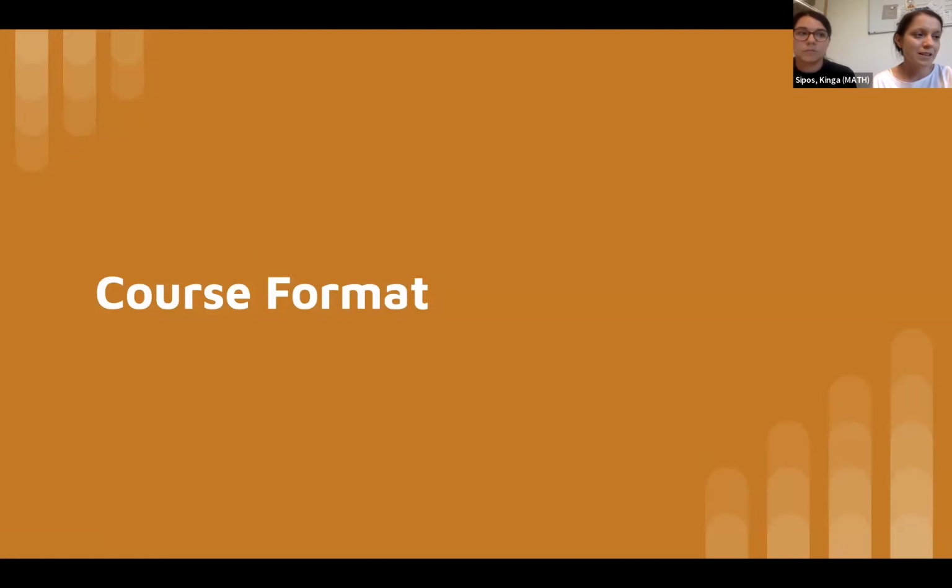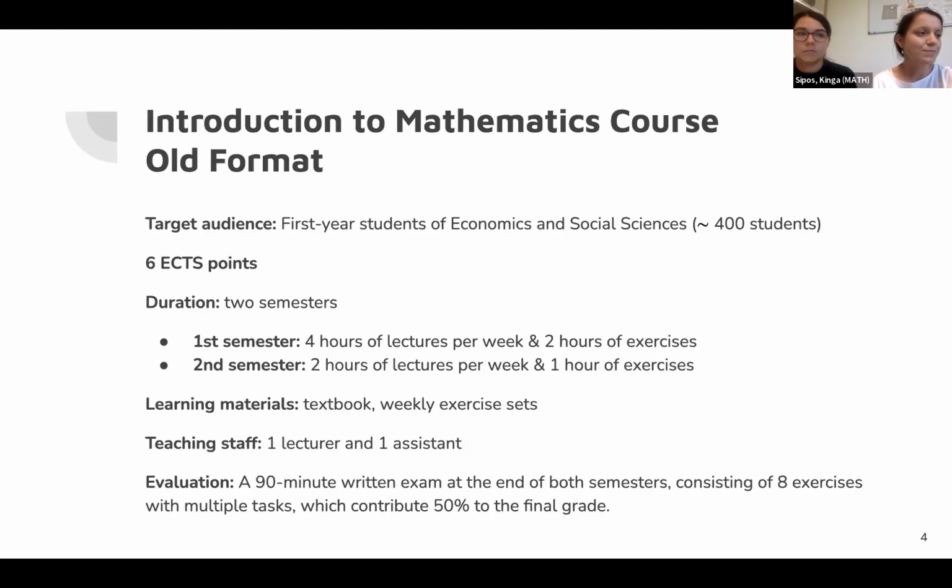So let me proceed to the course format now. As I mentioned already, the target audience is a group of first-year students of economics and social sciences, and this is a very large group. We regularly have over 400 students. This course is worth 6 ECTS points. The duration is 2 semesters.